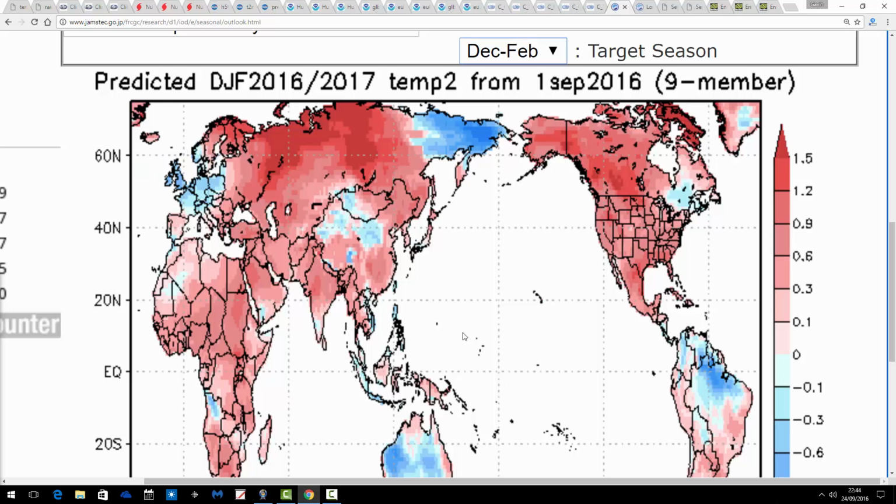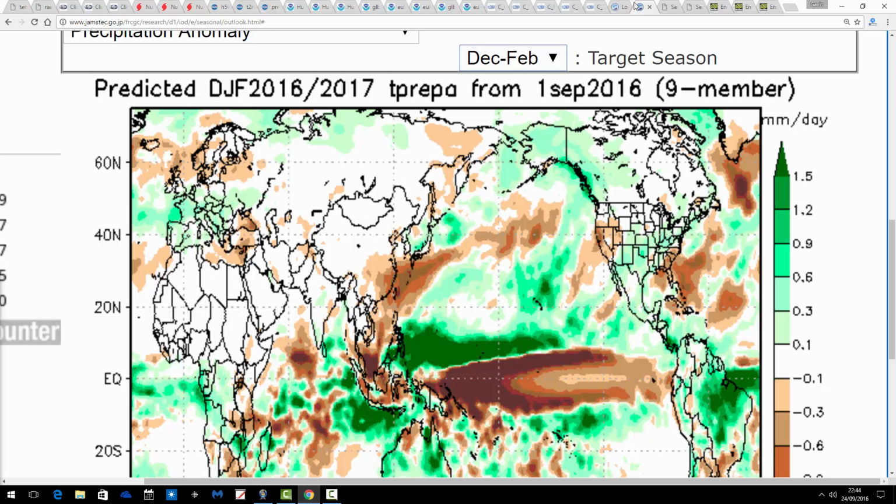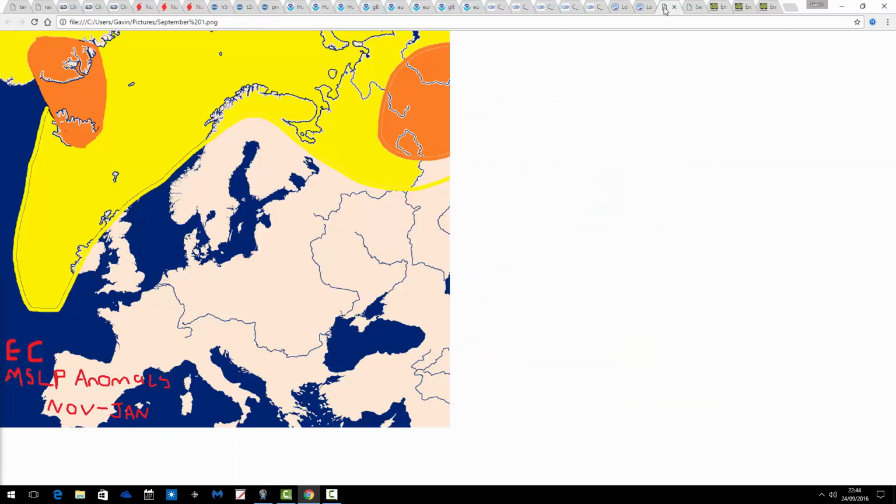Not too bad at all to start us off. The precipitation anomaly shows drier to the north and wetter to the south. That's quite interesting. So it probably is indicative of high pressure up here and low pressure down here, which may bring us easterly winds. JAMSTEC in the cold winter camp then. I just wrote this in. This is the mean sea level pressure anomaly from the ECMWF for November to January. This is the latest update. Remember, this is just my interpretation.